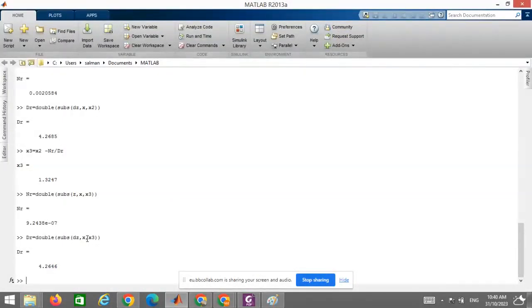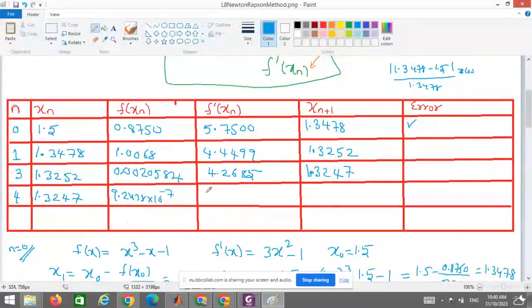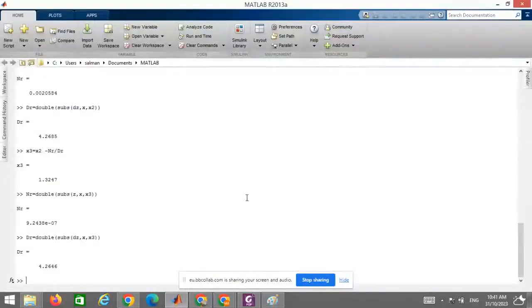And this is 4.2646. Okay, and then we'll find out x4, which should be x3, and it should be x4. I think I got some response.